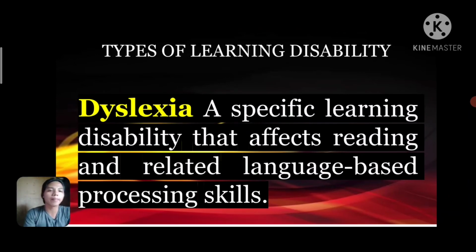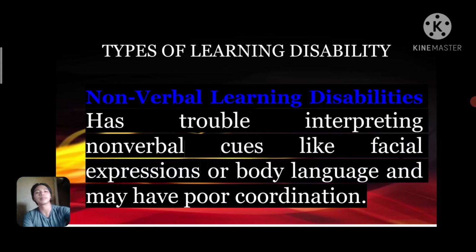Next is dyslexia, a specific learning disability that affects reading and related language-based processing skills. Commonly, learners with dyslexia find it hard to read. Next is non-verbal learning disability. A student with this kind of disability has trouble interpreting non-verbal cues like facial expressions or body language and may have poor coordination. Most learners with this disability are likely to be in trouble because they don't understand what others' facial expressions mean.